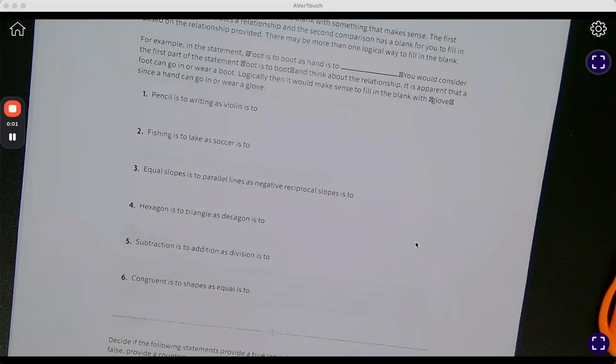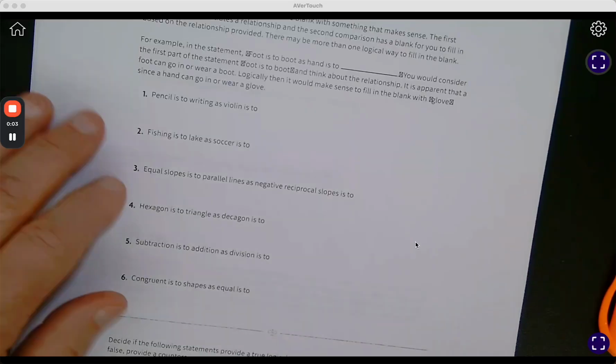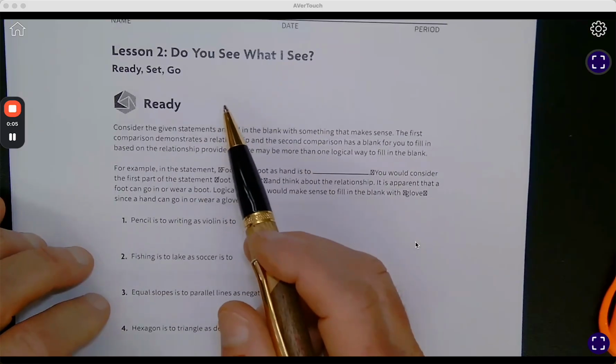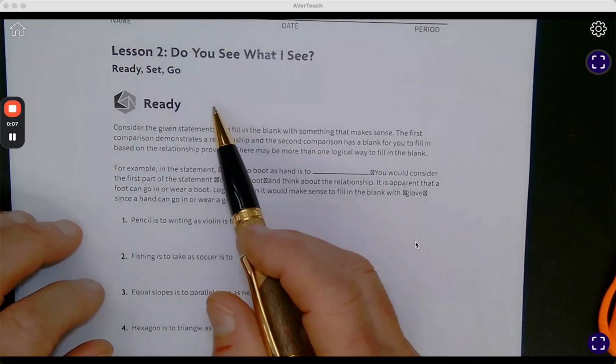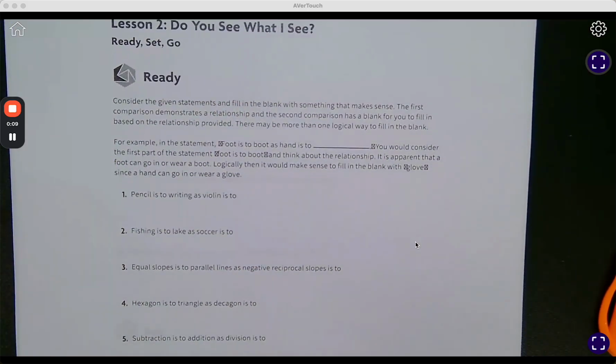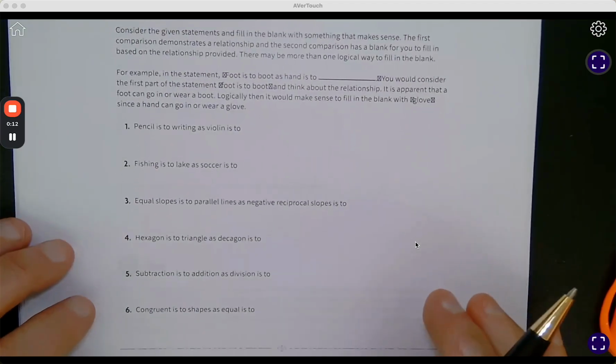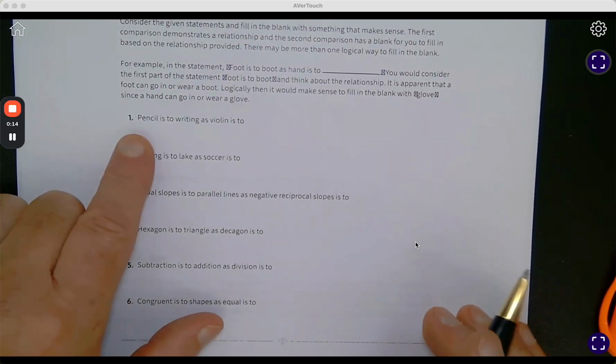All right, let's do it. This is Unit 3, Lesson 2. Hey, do you see what I see? Ready, set, let's go. All right, let's start with number 1. We're going to do word association, right?